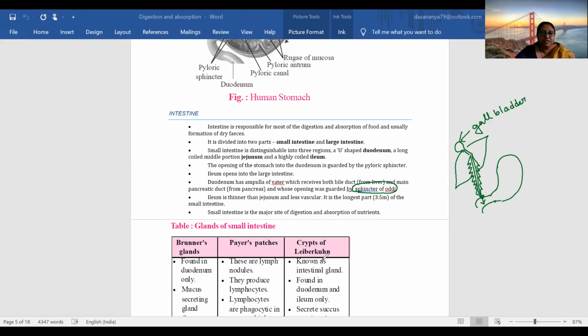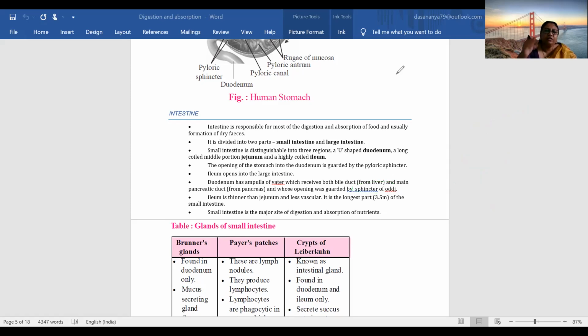Ileum is generally thinner than jejunum and it is less vascular. It is a very long part, and it is the major site for digestion and absorption. Can you tell me why the small intestine has to be so long?